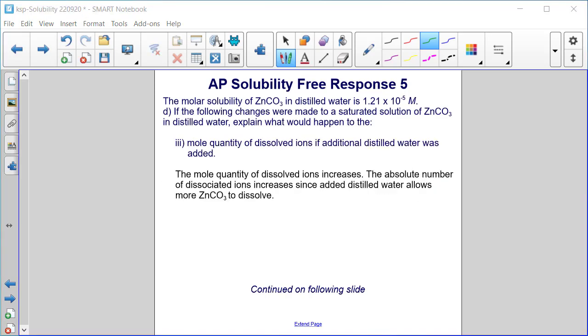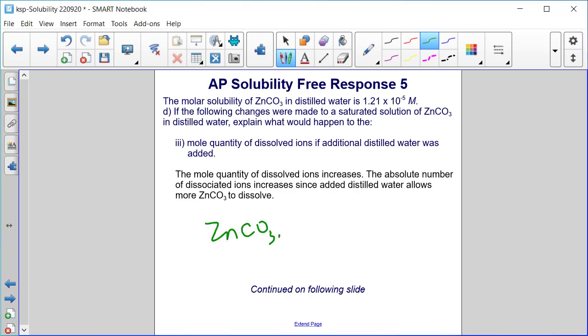D. If the following changes were made to a saturated solution of zinc carbonate in distilled water, what would happen to the part 3 mole quantity of dissolved ions if additional distilled water was added? So if we add more distilled water, what happens to the moles of ions dissolved? If we add more water, then the moles of dissolved ions increases. The absolute number of dissociated ions increases since added distilled water allows more zinc carbonate to dissolve.